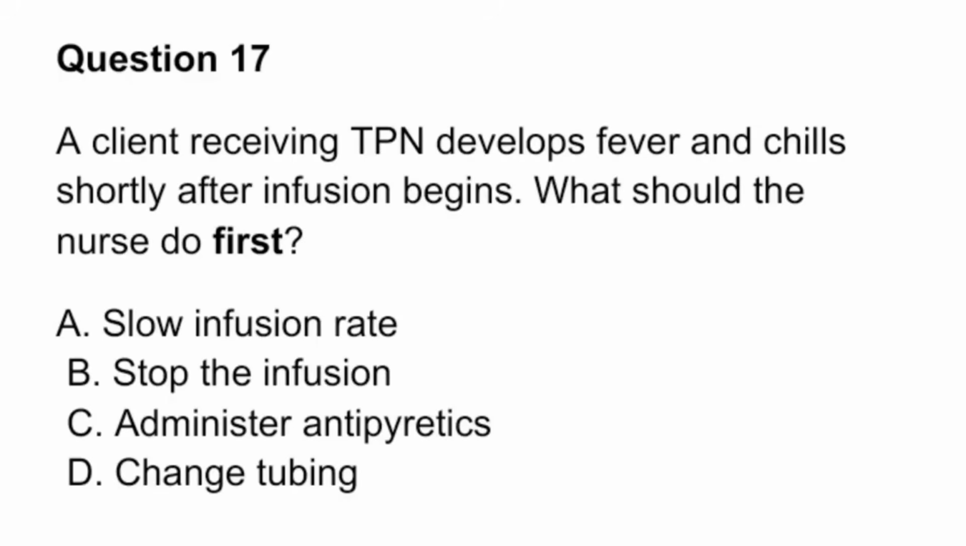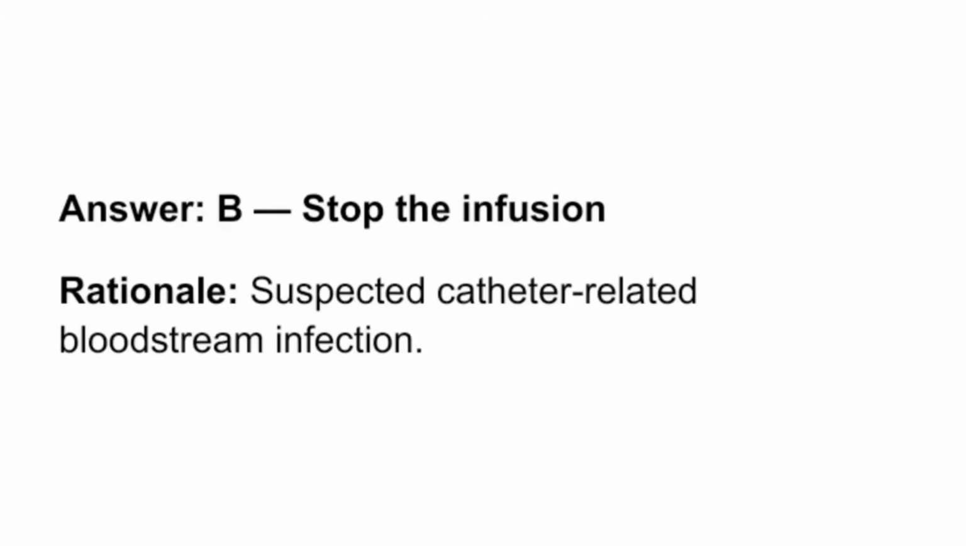Question 17. A client receiving TPN develops fever and chills shortly after infusion begins. What should the nurse do first? A. Slow infusion rate. B. Stop the infusion. C. Administer antipyretics. D. Change tubing. The answer is B. Stop the infusion. Suspected catheter-related bloodstream infection.